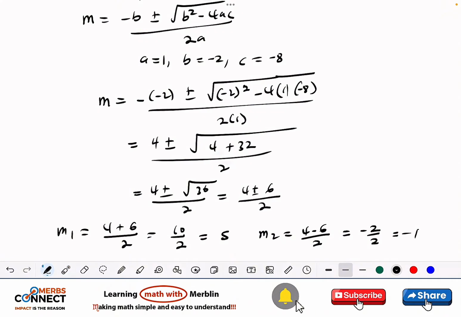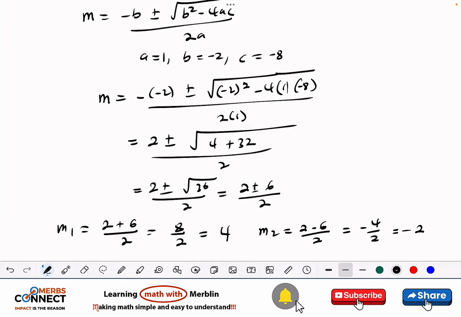Oops. I think this one's supposed to be 2. Yeah, this one's supposed to be 2. So this one will be 2. This is going to give us 8, right? And this is supposed to be 4. Good. And then this is going to be 2. So this is going to give us 4. And this is going to give us minus 2.